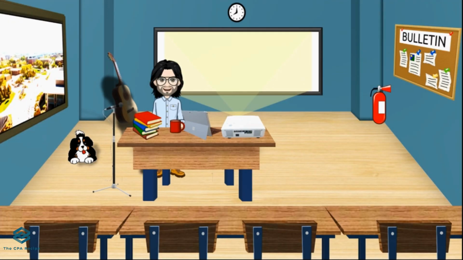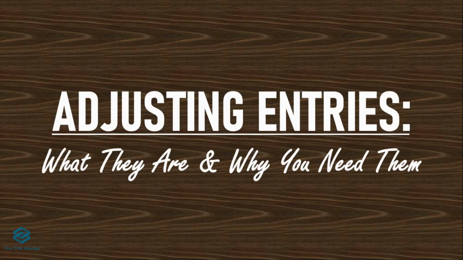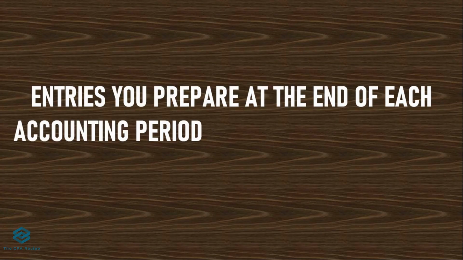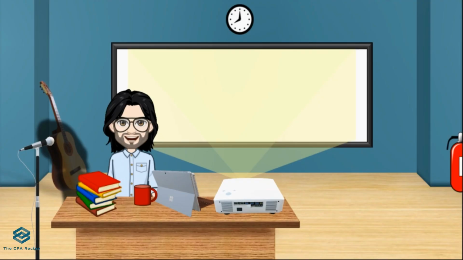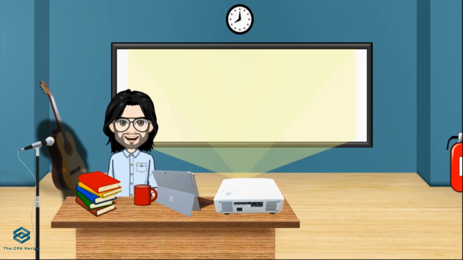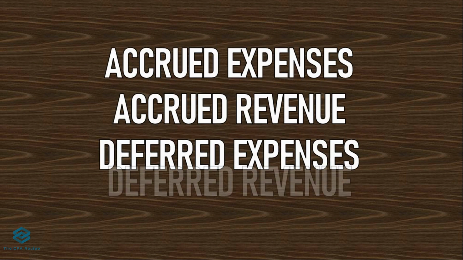In this first video of a two-part mini-series, I'm going to discuss adjusting entries, what they are, and why you need them. Adjusting entries can be defined as the entries which you prepare at the end of each accounting period to make the books in alignment with the accrual basis of accounting. These are divided into two categories, dude Papichong, no? Yung tinatawag na accruals and the deferrals, and can further be subdivided into four, no? Namely, yung accrued expenses, accrued revenue, deferred expenses, and deferred revenue.